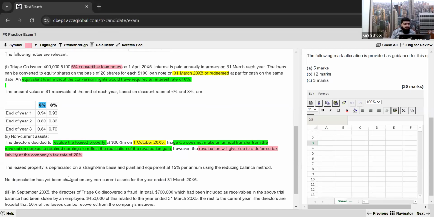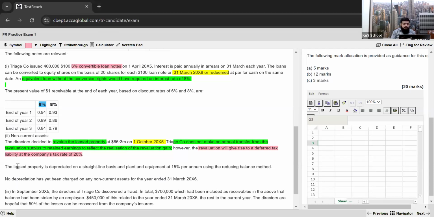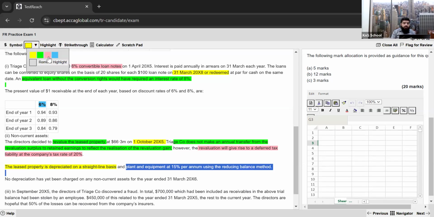Okay. Now the leased property is being depreciated. Leased building is being depreciated on a straight line basis, which means for the leased property, the depreciation method that will be used is straight line. And for plant and equipment, there is another non-current asset, which is being depreciated using the reducing balance method, that is diminishing balance method, at the rate of 15%.